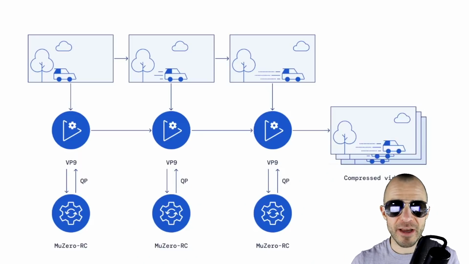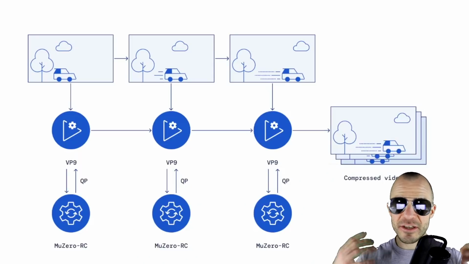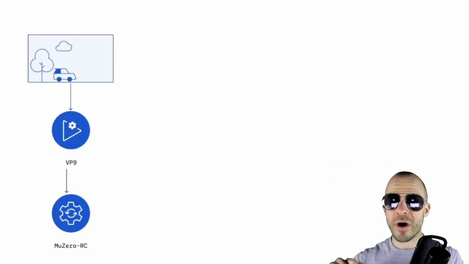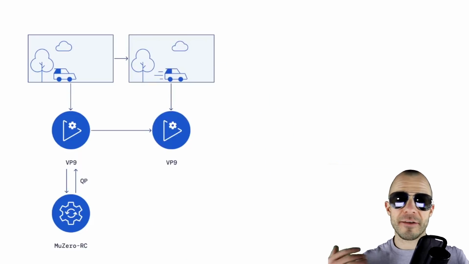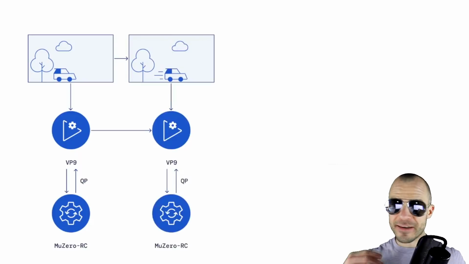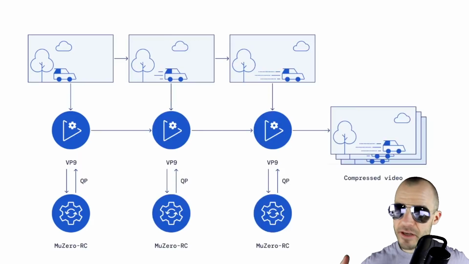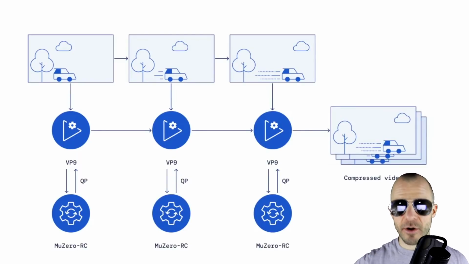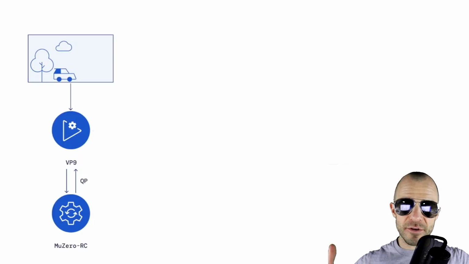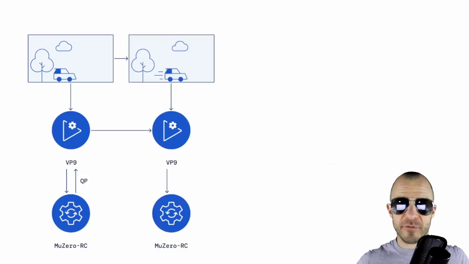Now, current codecs use engineered heuristics to determine when I can crank up or down that quantization parameter. And that is kind of an ideal setting for something like MuZero. You feed it a bunch of videos, you say, here's a target quality that I want to reach, and you let MuZero decide on the quantization parameter essentially for each frame.